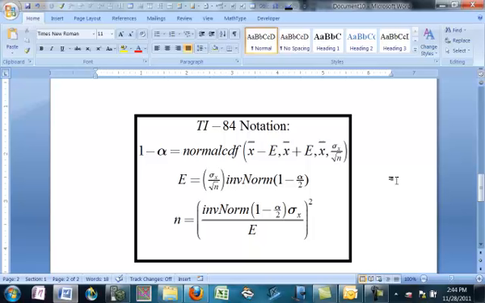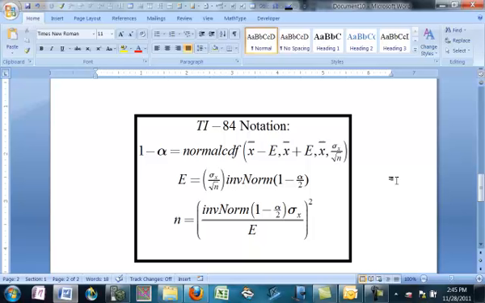Then we give it 1 minus alpha, and from that it can figure out 1 minus alpha over 2 and do an inverse norm of that. That outputs a z value that goes with that. Multiply that by sigma and divide by the square root of n, and that gives us the margin of error. Then the interval goes from x bar minus E up to x bar plus E. That's our confidence interval, and that's how we compute it.